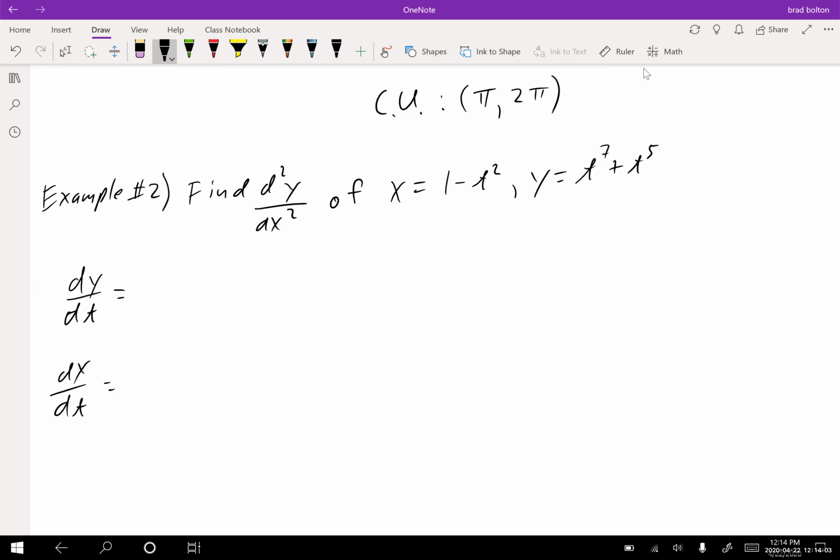So pause the video and see if you can find the second derivative of this without my help. Then when you're done, unpause it, and let's go through it together and see if we end up in the same spot. Hopefully you're back from the pause now. So dy dt is 7t to the 6th plus 5t to the 4th. dx dt is negative 2t.